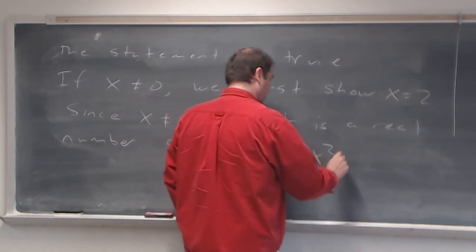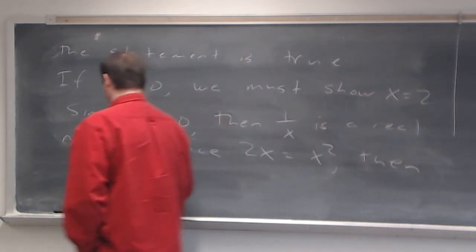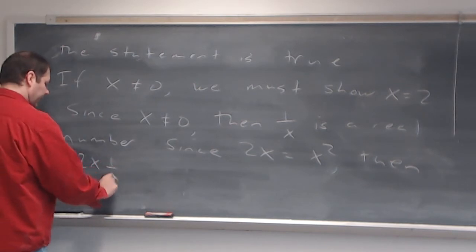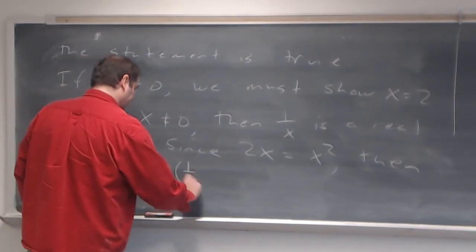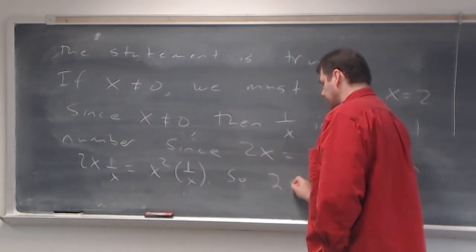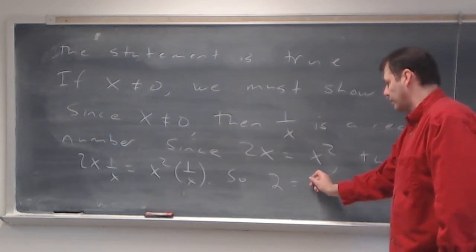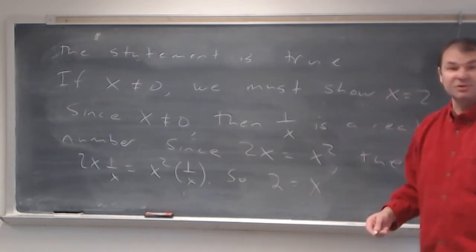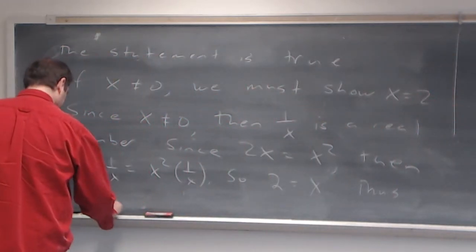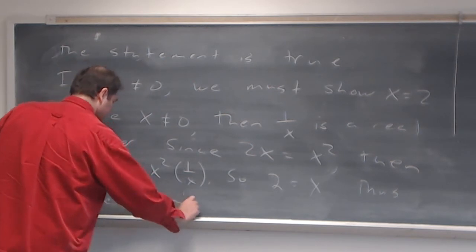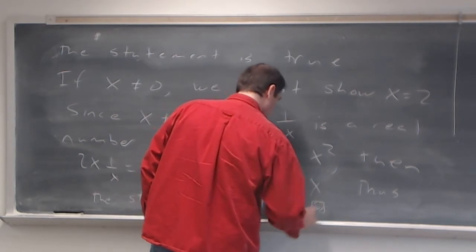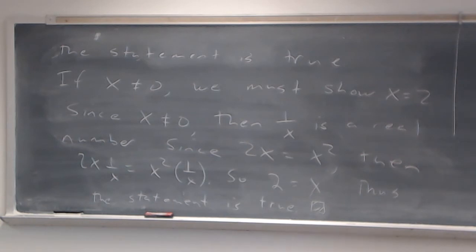Since 2x equals x squared, that's what we're assuming, then I can multiply both sides by 1 over x. So 2 times x times 1 over x will be equal to x squared times 1 over x. When you complete this multiplication, on the left-hand side you get 2, and on the right-hand side you're left with x. So x had to be 2 if it weren't 0. Thus, the statement is true. And that ends that proof. I put the box to say that ends our work.